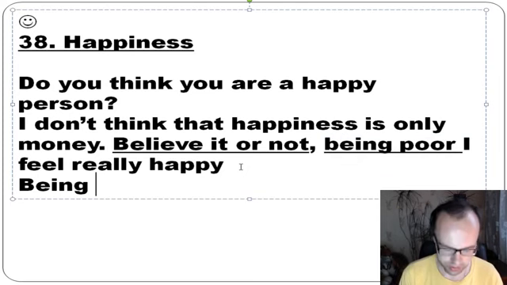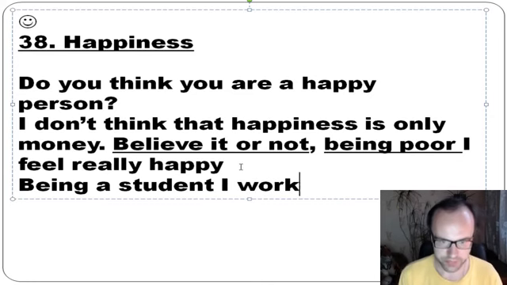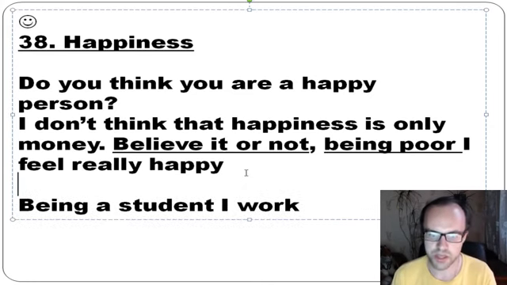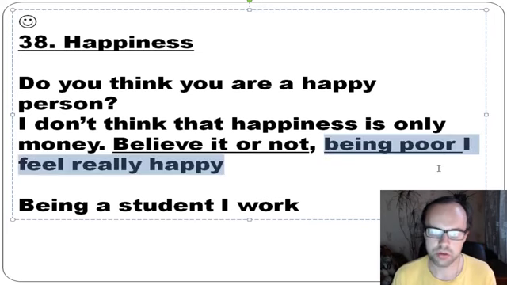So being a student, let me give you one more example. Being a student, I work. So it means that I'm a student, but I work. So being poor, I feel really happy. I'm poor, but I feel really happy. Good phrase.